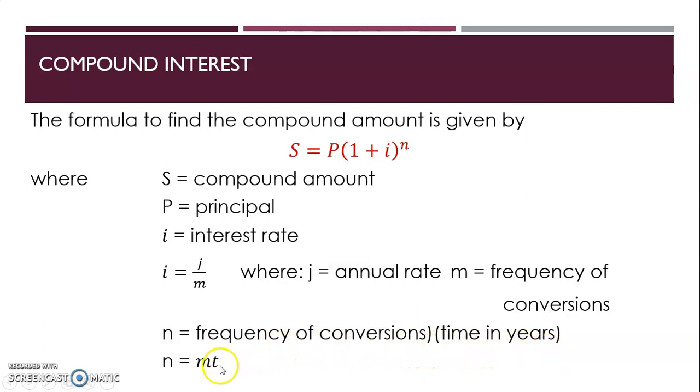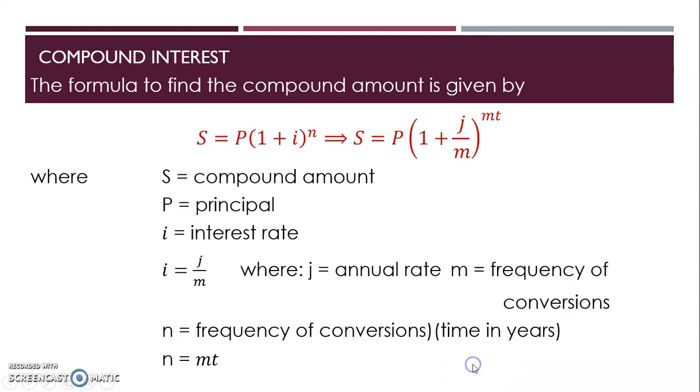So, i-multiply yung m sa time. Frequency of conversions times the time. Okay. So, in short, if you substitute the value of i and n in the equation or in the formula, it will become S equals P times 1 plus j over m raised to mt, because i is equal to j over m and n equals mt.